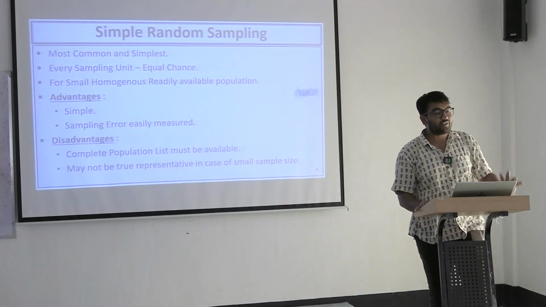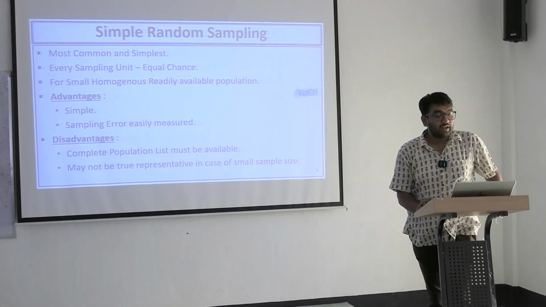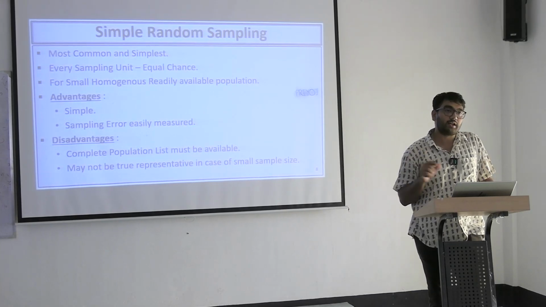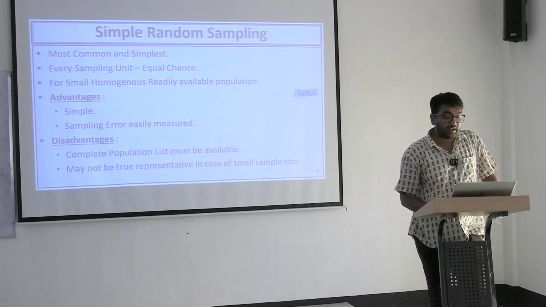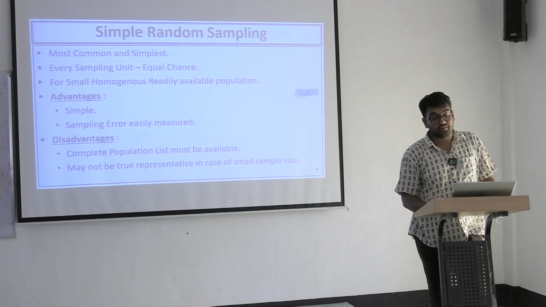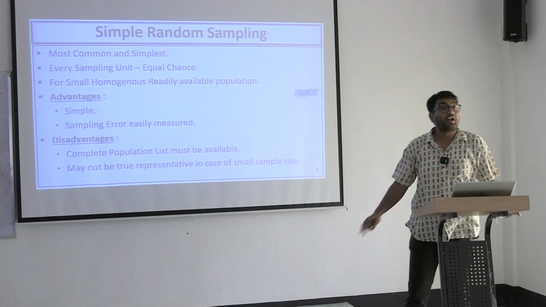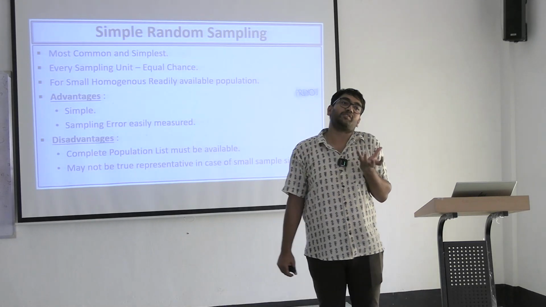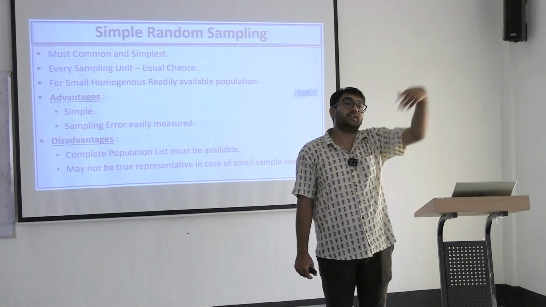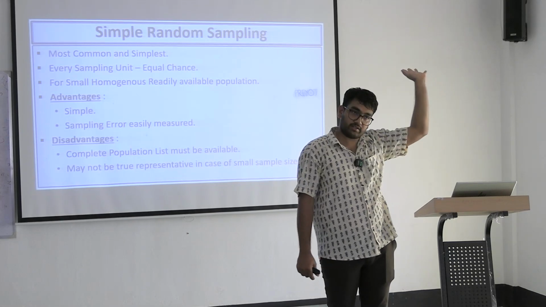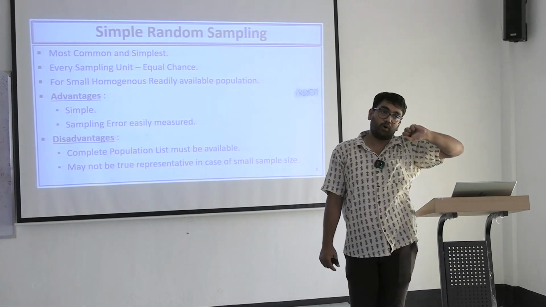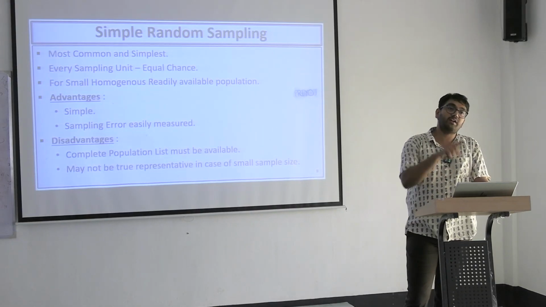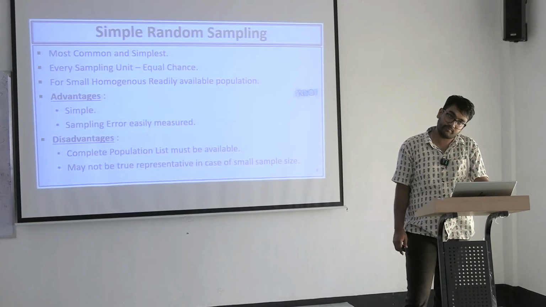So what are the advantages of simple random sampling? It is simple and sampling error can be easily measured. Disadvantages? As I said, a complete population list must be available, and it may not be truly representative in the case of a small sample size. Like I said, if I want to study all adolescents of Birbhum and my sample size is only 50, maybe a few blocks do not get any representation. So if the sample size is small and the study population is large, then simple random sampling does not give a representative sample.